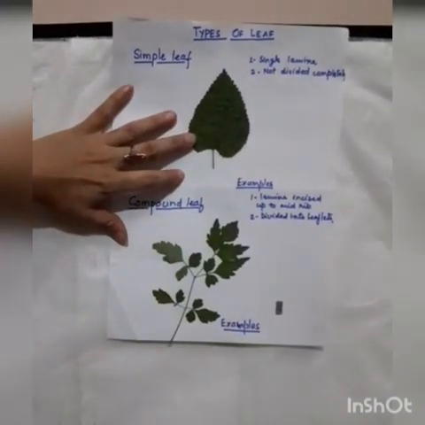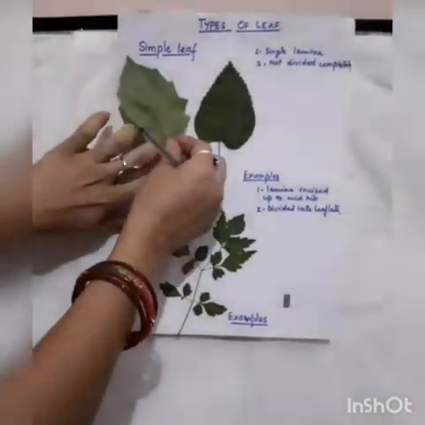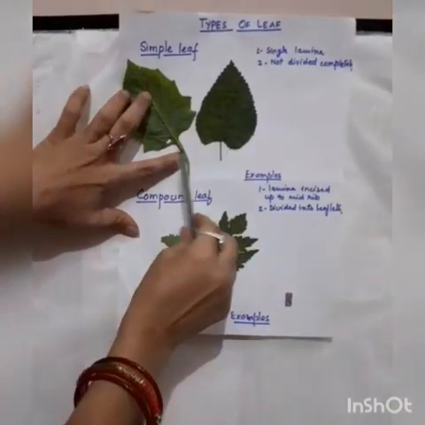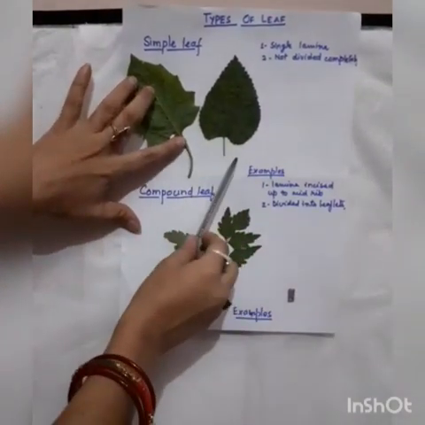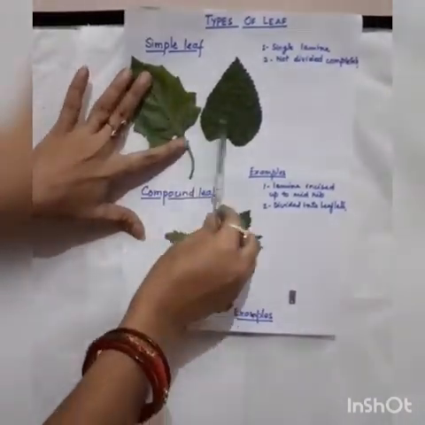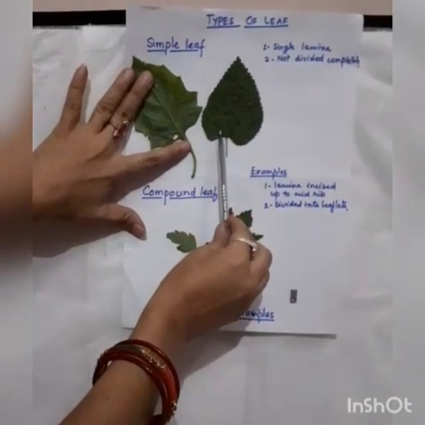I am showing you the example. This is the example. An example of this is hibiscus. They are having the simple leaf. You can see these two are the simple leaves.